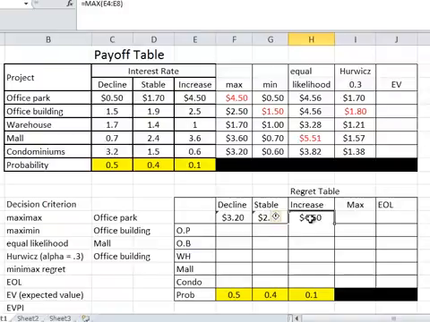Now let's see what the concept of regret means in our case. Now let's look at the first scenario. Suppose we chose Office Park at the beginning, and it turns out that interest rate goes down. So what would be happening? First of all, we got a profit of $500,000. But when interest rate goes down, what's the best possible outcome? It is $3.2 million. So the regret is defined this way: the best possible outcome in that state of nature minus the payout you actually get.